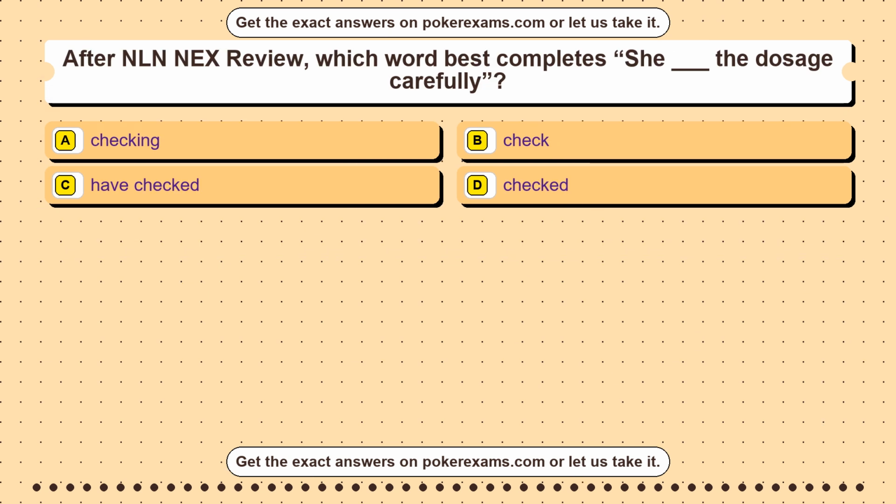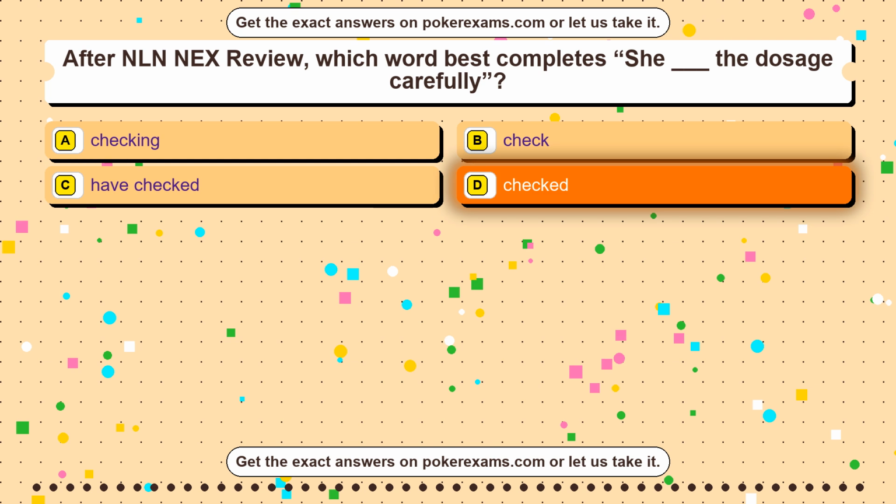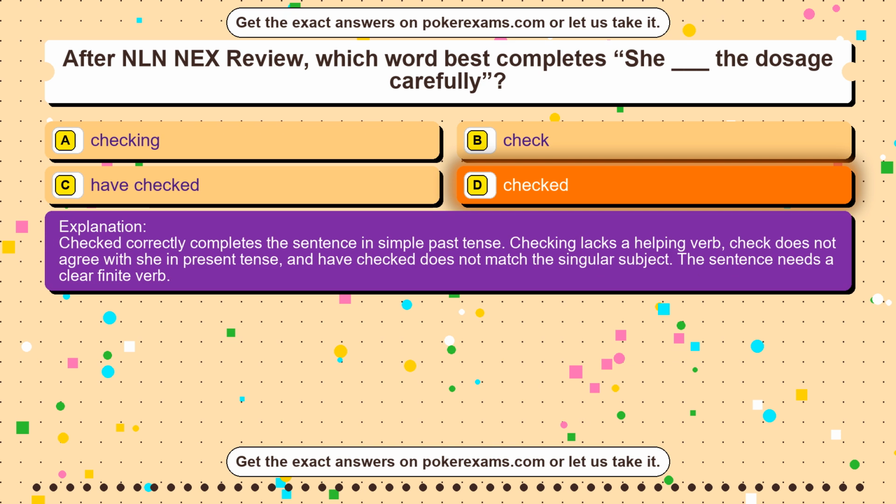Question 6. After GED reading practice test, which organism is a producer? Option A Rabbit. Option B Hawk. Option C Mushroom. Option D Grass. The correct answer is option D. Grass is a producer because it makes its own food through photosynthesis. Rabbits and hawks are consumers, and mushrooms are decomposers. Food webs begin with producers.